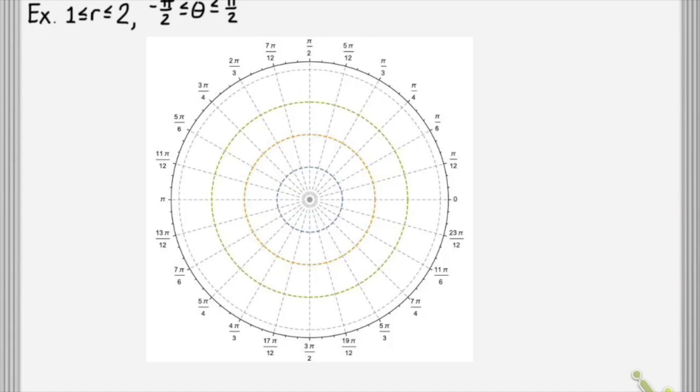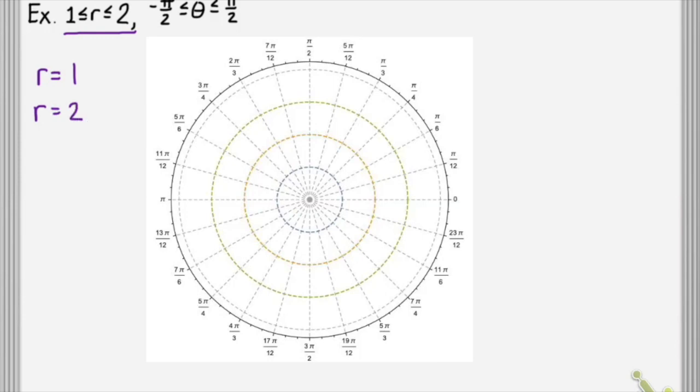Okay, so in our first example, we are asked to sketch a picture of the region where r is greater than or equal to 1 and less than or equal to 2, and theta is greater than or equal to negative pi over 2 and less than or equal to positive pi over 2. So we're going to start with the r requirements, and I'm going to draw pictures of the boundaries, which are r equals 1 and r equals 2.